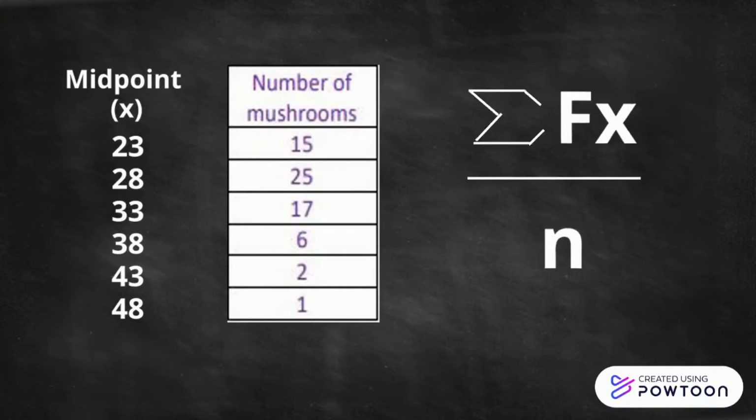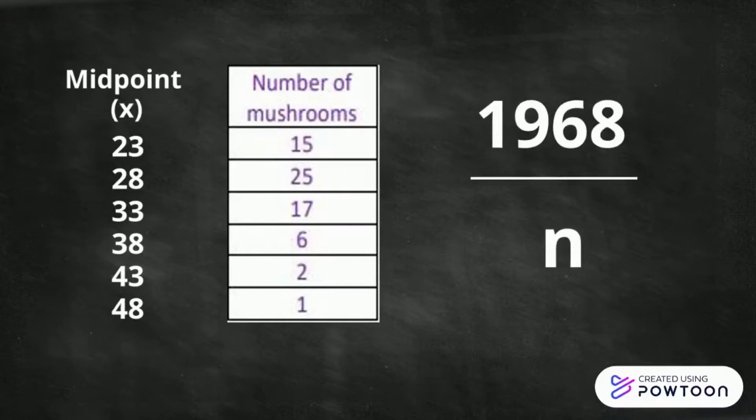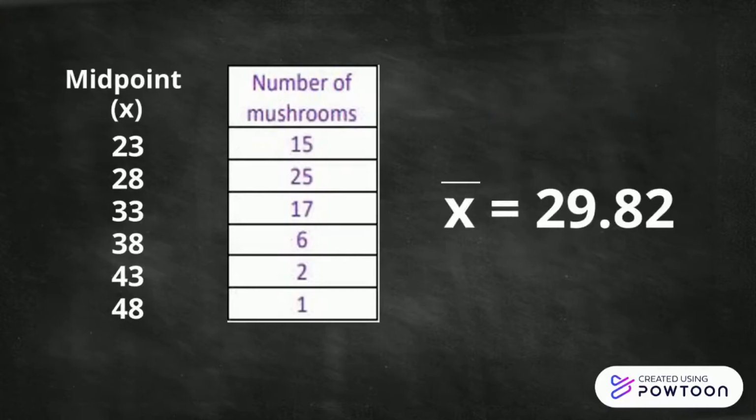Third, the sum of the products, which is 1968, will be divided by the total frequency. Total frequency is the total number of mushrooms from all intervals, which is 66. And tada! 29.82 is the mean of this data.